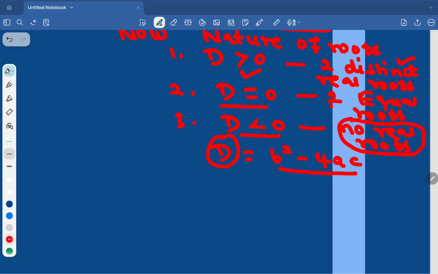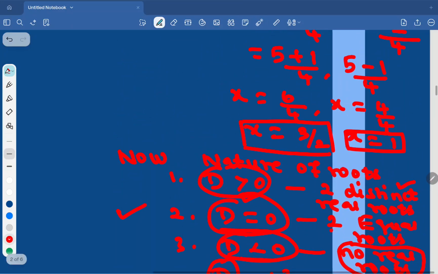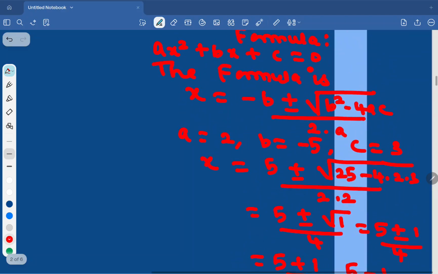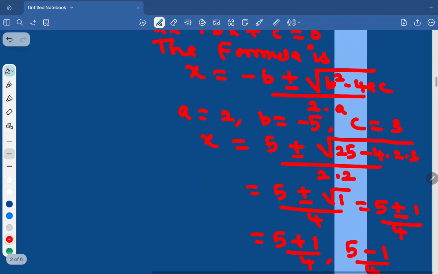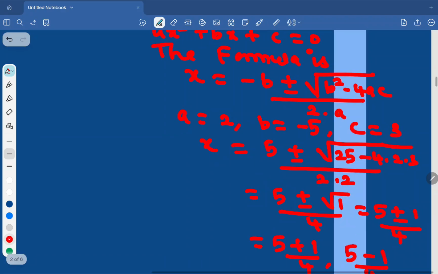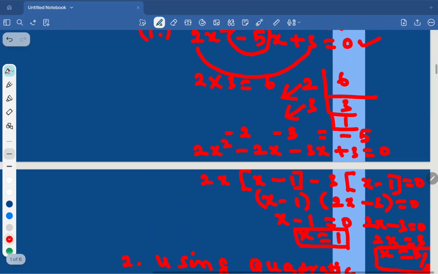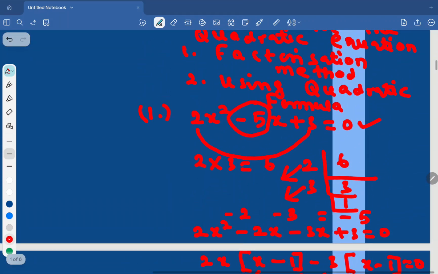Here in this video I have discussed nature of roots, three cases: D greater than 0, D equal to 0, D less than 0. What is D? b square minus 4ac. And also with the help of the formula I have solved one example. The formula is minus b plus or minus root of b square minus 4ac by 2a. And also with the help of the factorization method I have solved one example.